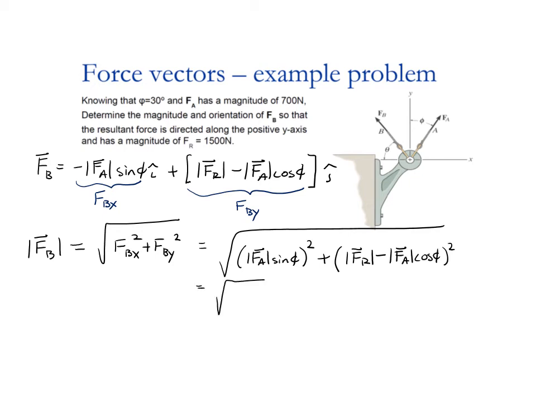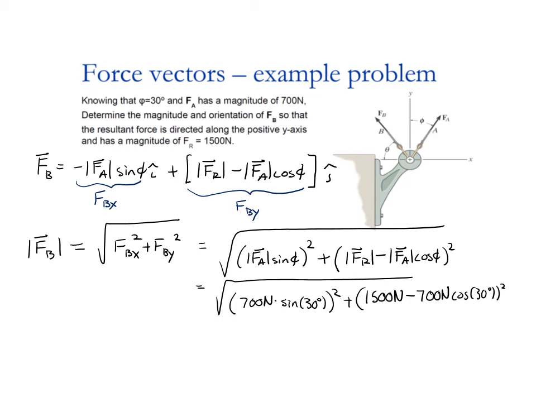I know all those numbers, so that turns out to be magnitude Fa is 700 newtons times the sine of 30 degrees squared plus 1500 newtons minus 700 newtons cosine of 30 degrees squared. And out of this, you put it in your calculator, I got 959.9 newtons. Okay, now that's the magnitude.